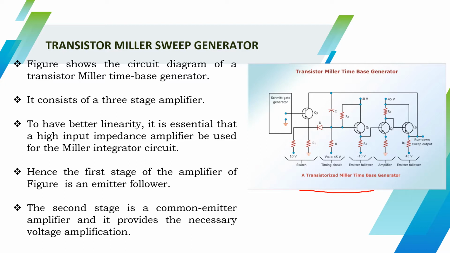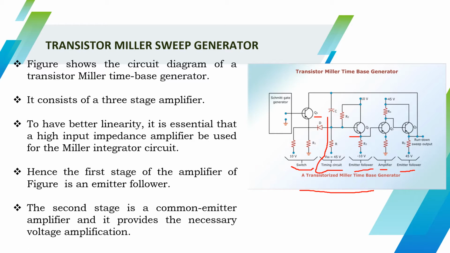It consists of a switch. Here transistor Q4 acts as a switch, and one RC timing circuit, and it consists of a three-stage amplifier. To have a better linearity, it is essential that a high input impedance amplifier be used for the Miller integrator circuit. Hence, this is the first stage of the three-stage amplifier.